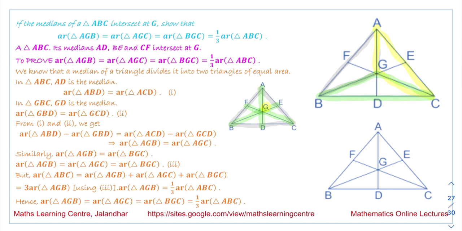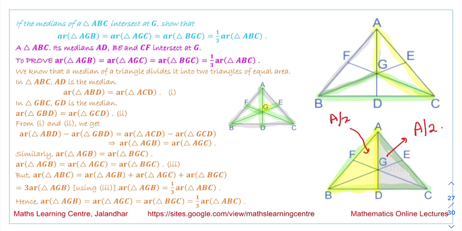To prove this, we start with the area of this triangle ABC we are talking about. For this triangle ABC, AD is the median, so we get that the area of this portion ADB, if the area of the larger triangle is A, then the area of this triangle will be A by 2, and the area of this second triangle ADC will be A by 2.